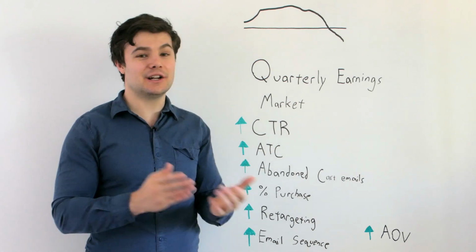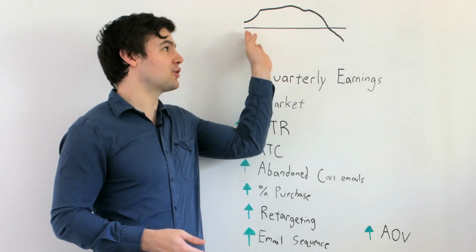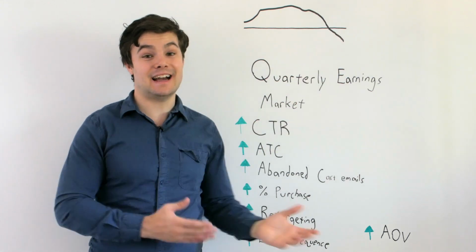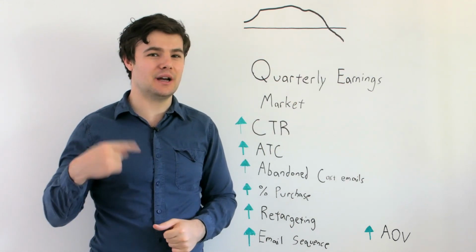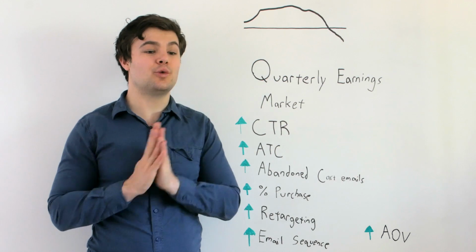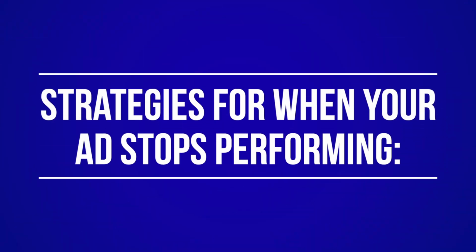It also depends a lot how much you are spending each day. If you're spending like $20 a day, it could perform for quite a while. Whereas if it's like $1,000 a day, you could churn through the audience a lot more quickly. So what can you do when it starts going down?